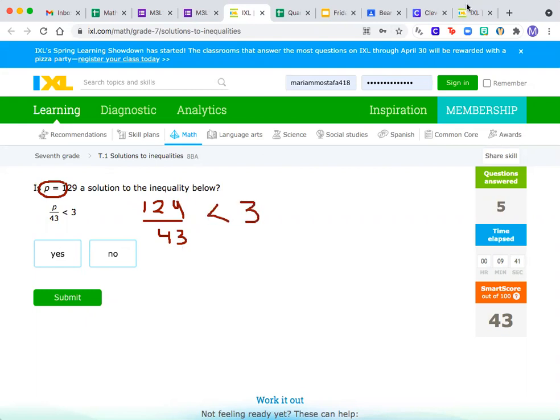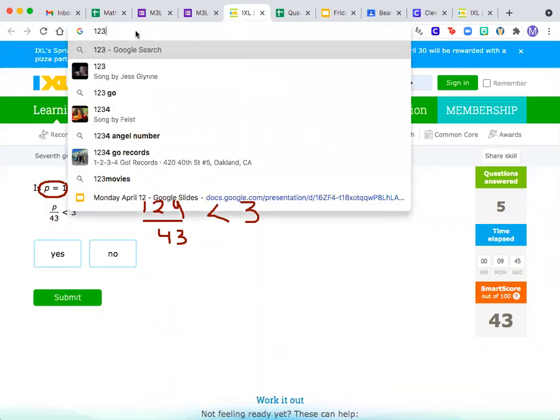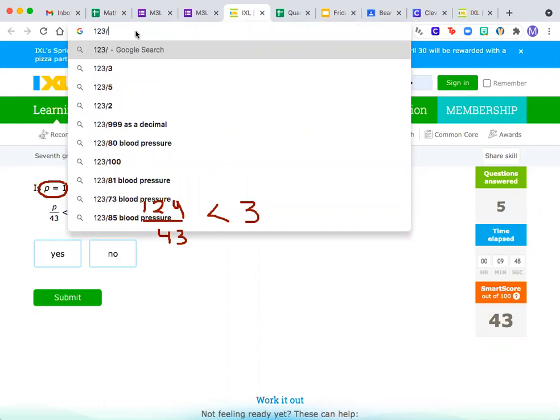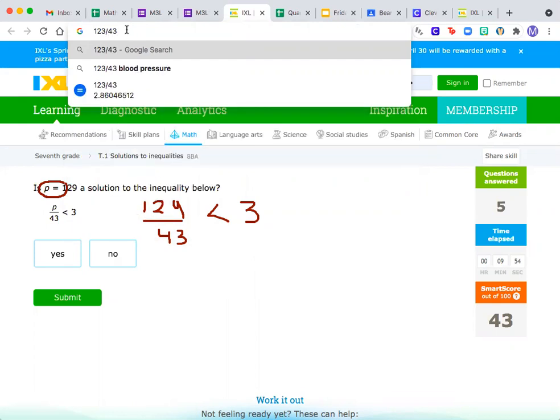Now, what if you're not sure what 129 divided by 43 is? You could go ahead and use a calculator. 129 divided by 43, that's division. Remember the slash. That gives me 2.86, right? Like this really big number. What I'm going to do is just write it down. So what I got was 2.86 is less than 3.